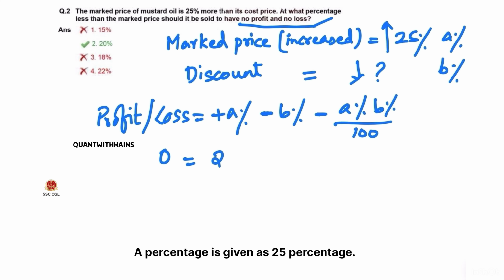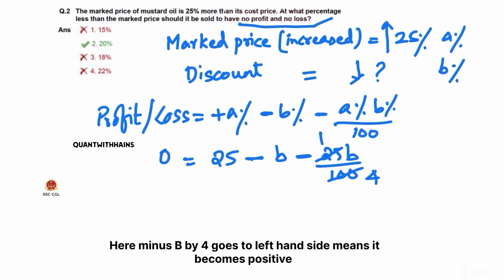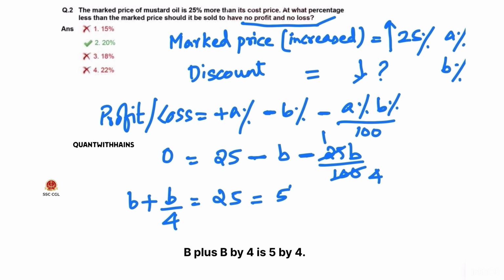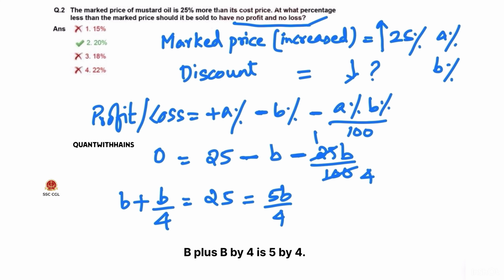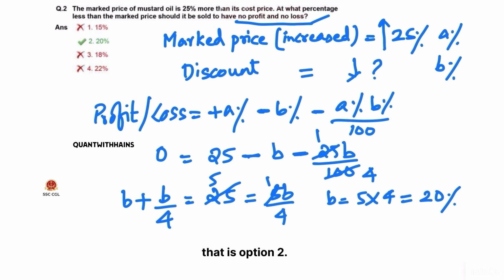A percentage is given as 25%. B we need to find out: 25 into B by 100. 25 ones are 25, 4 times. Here minus B by 4 goes to the left hand side, so it becomes positive. B plus B by 4 equals 25. B plus B by 4 is 5 by 4. That is 5 ones are 5, 5 fives are. B is 5 into 4. That is 20%. That is option 2.